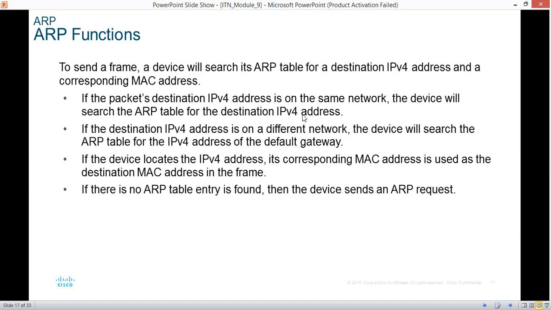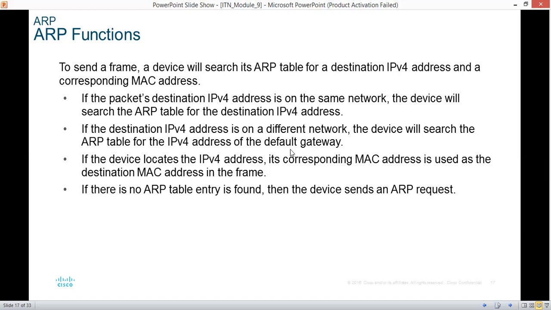And then two, if the destination IPv4 address is on a different network, a remote network completely, the device will search the ARP table for the IPv4 address of the default gateway. Remember, if it's on a different network, one of the ways you can get to that network is through the default gateway. So it will search for the IPv4 address of the default gateway, and with that, it will be able to tell where the destination is.